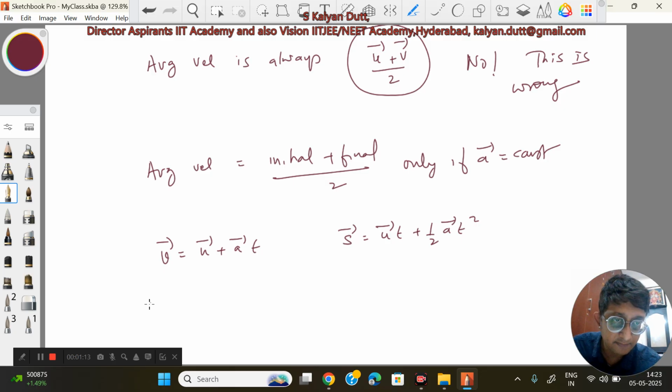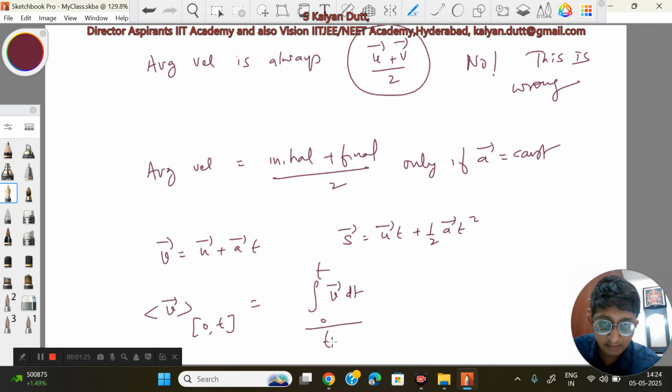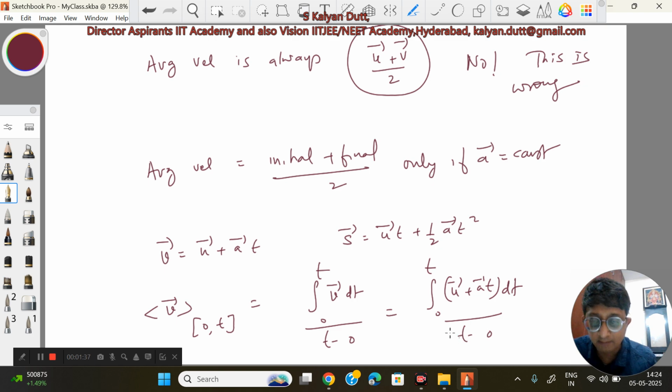Now let's use the definition of average velocity. Suppose I want to find average velocity from 0 to t seconds. So the definition of average is integral of velocity over time, divided by time interval. That is the definition of average. But we know velocity is u plus at. So u plus at integrated over time divided by time interval.